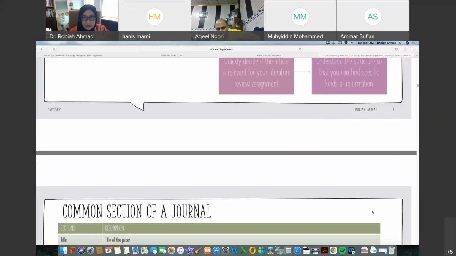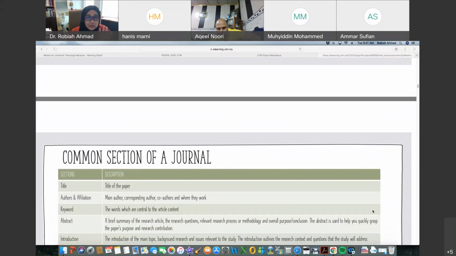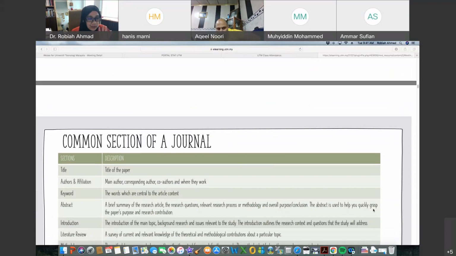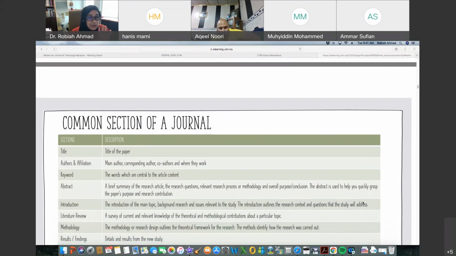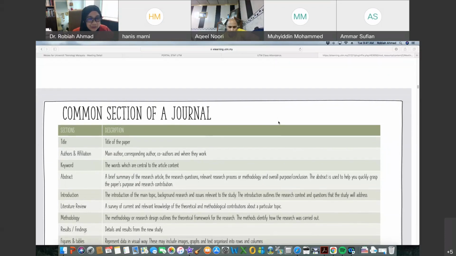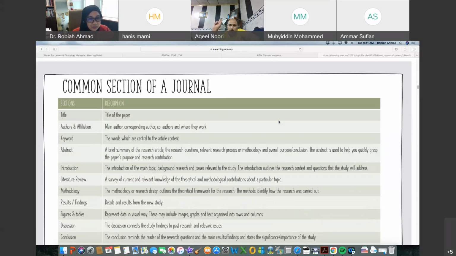To understand that, we have to look at the structure. The one that I'm sharing with you is the common structure of a journal paper. I'm talking about journals, not conferences. A conference paper is a different thing. So hopefully you can find a journal paper instead of a conference paper.